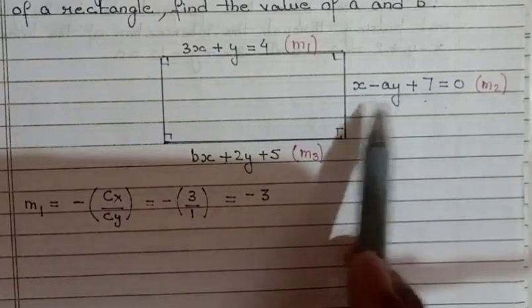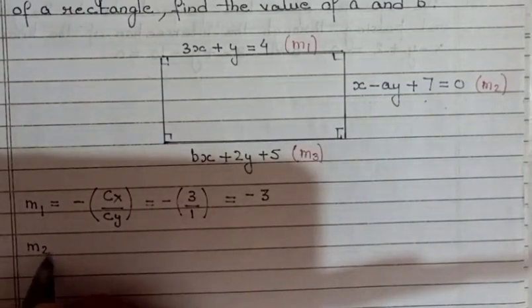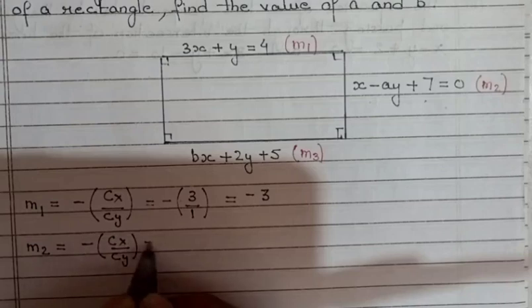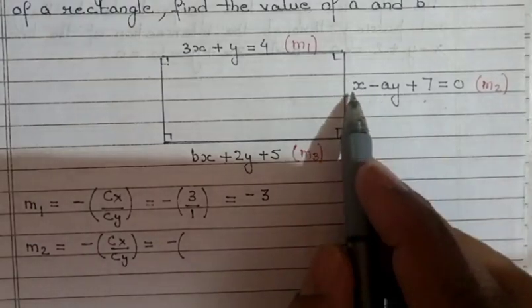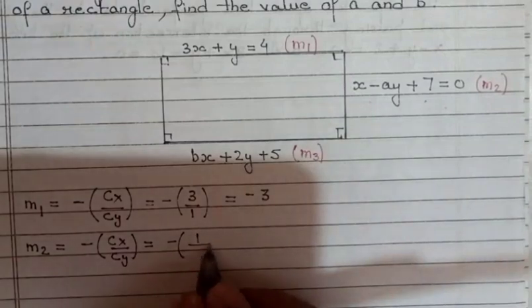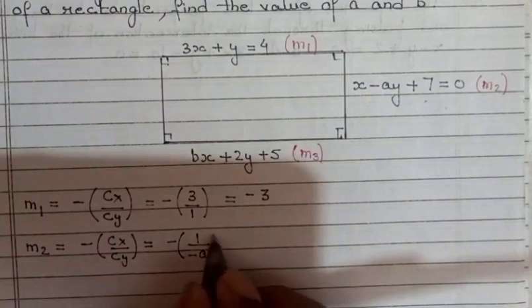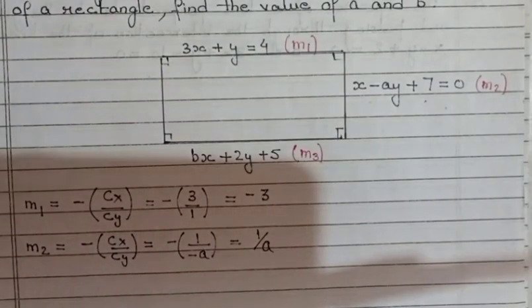Now let us get the slope of the second line using the same formula: m2 is negative coefficient of x upon coefficient of y. So here coefficient of x is 1 and coefficient of y is minus a. So when we solve it, we are getting it as 1 by a. So we have got the slope of the second line.